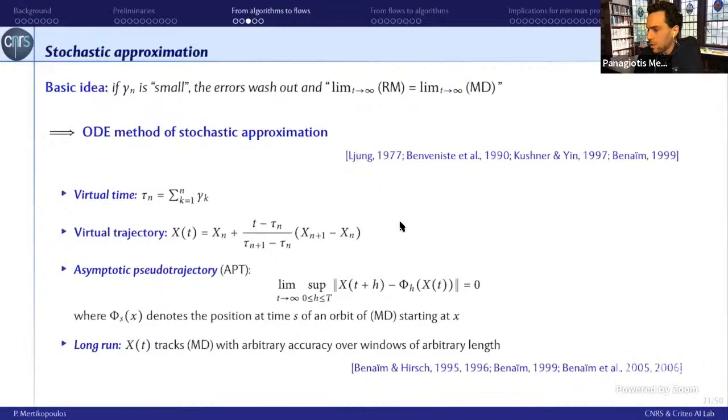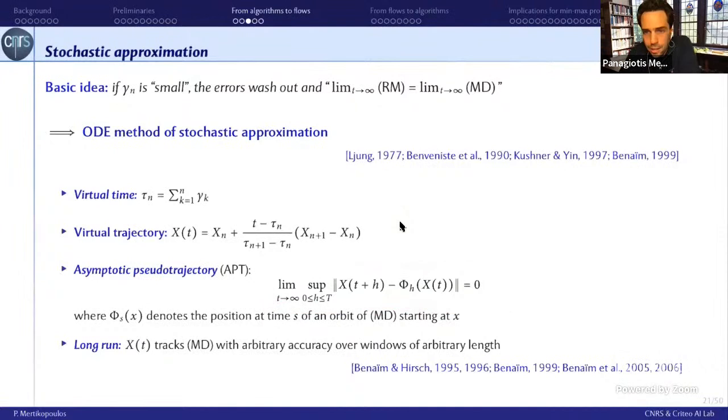You take your sequence and you introduce a virtual continuous time variable, which is based on the method's step sizes, and you introduce this linear interpolation of your method's iterates. Now this linear interpolation, of course, is just a curve in continuous time. And you say that this curve in continuous time is an APT, an asymptotic pseudo trajectory of the underlying flow, when this relatively complicated condition holds.